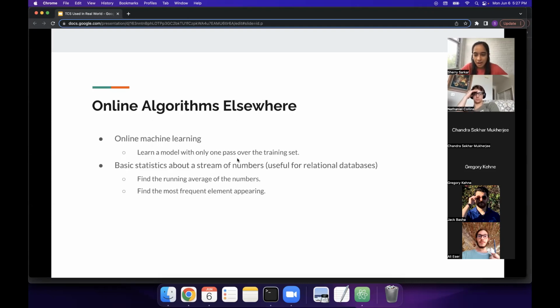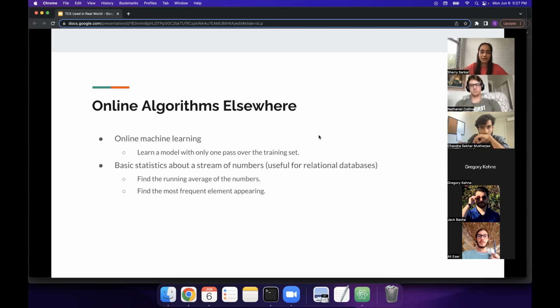Awesome. And I'll probably conclude with mentioning offhand where else online algorithms tend to be used. A big one is probably online machine learning. You might have a lot of data that you can train a model with, but it would be computationally very nice if you could learn a model with only a single pass over a training set. Relational databases often have a use for basic statistics about a stream of numbers.